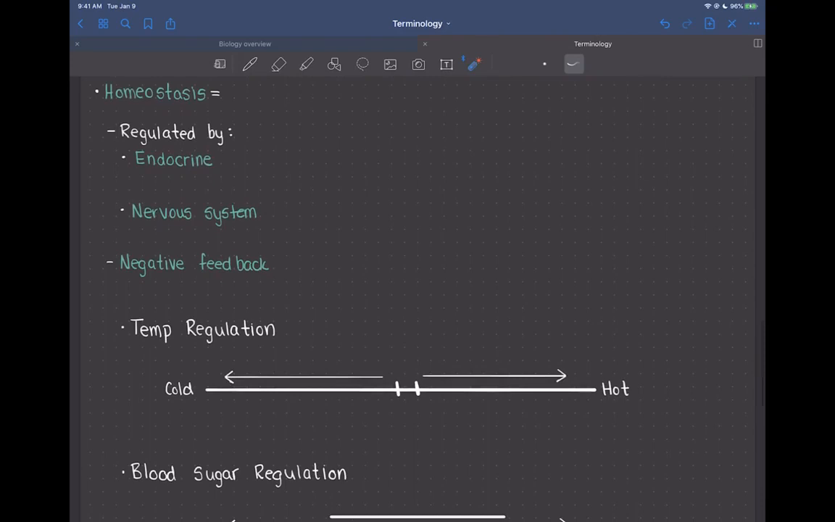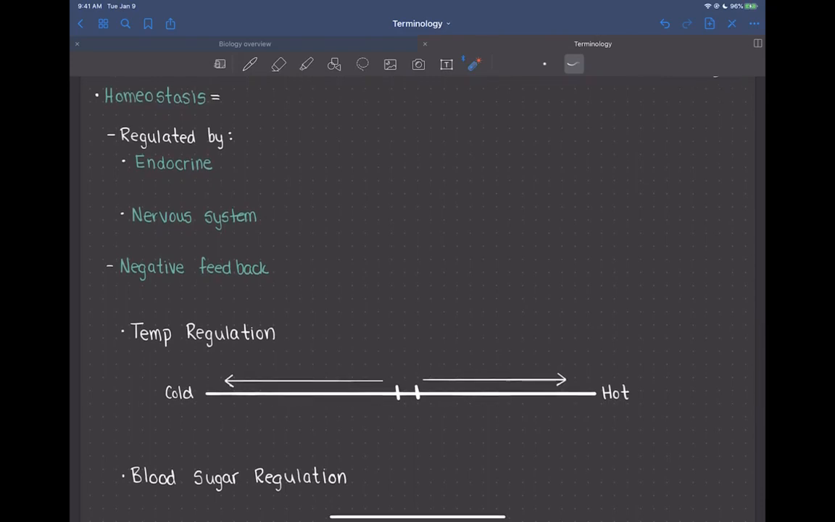Okay, so this is actually an extremely important function for the body, and homeostasis just refers to the body's ability to maintain a set point value. All right, and so we're going to do some examples so this will make sense. All right, but homeostasis is maintaining a set point value.